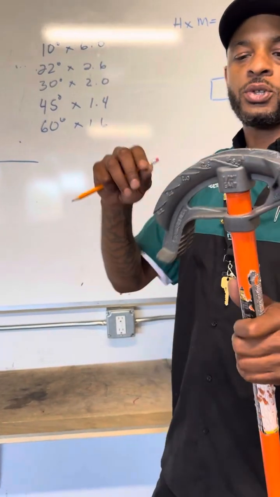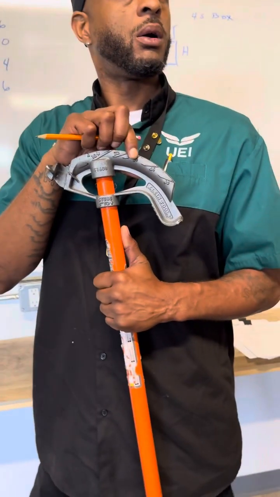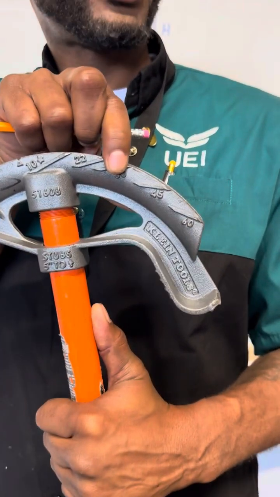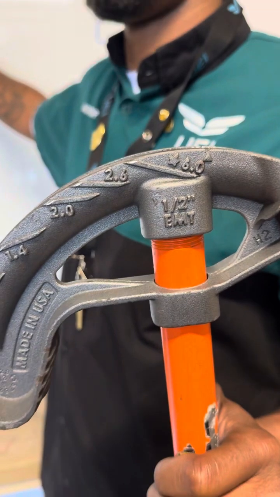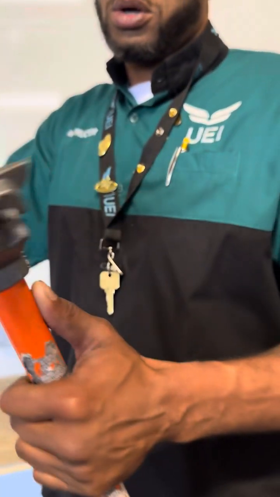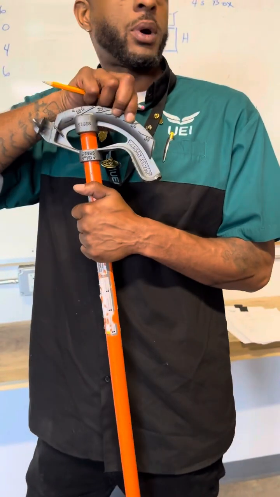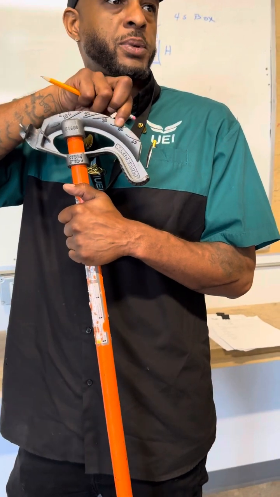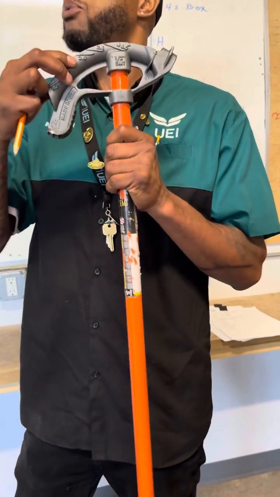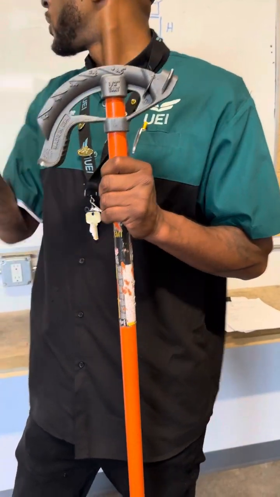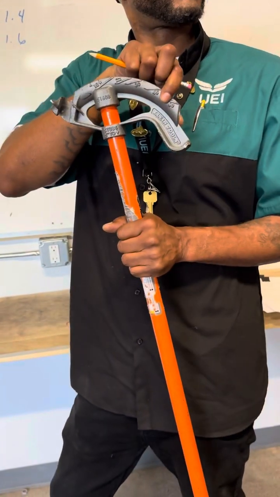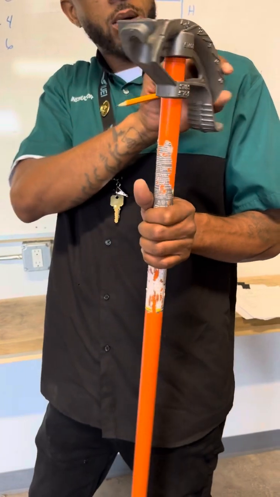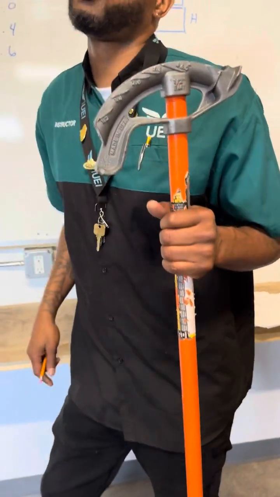Then the next degree you have is a 30 degree. Once you turn the pipe bender around, the multiplier for a 30 degree will be 2. You go back to it, now you have your 45 degree. Once you turn it on the opposite side, you have your multiplier, which is 1.41, which is here. And vice versa, then you have your 60 degree. Once you turn it around, you have your multiplier, which is 1.1.